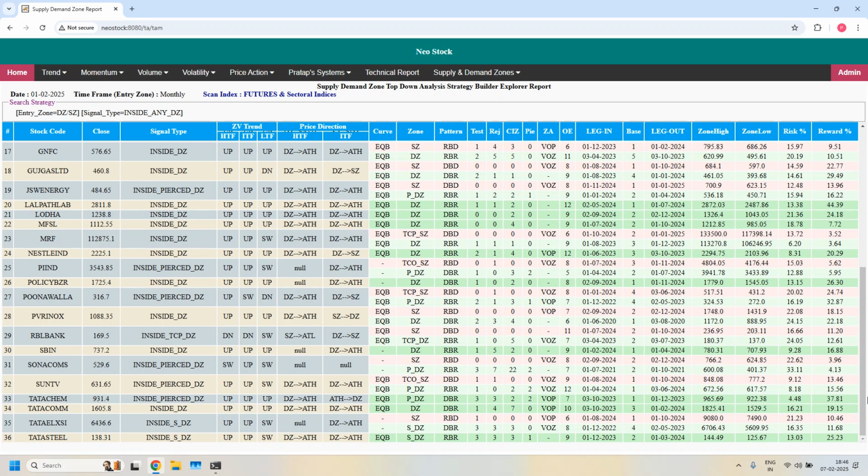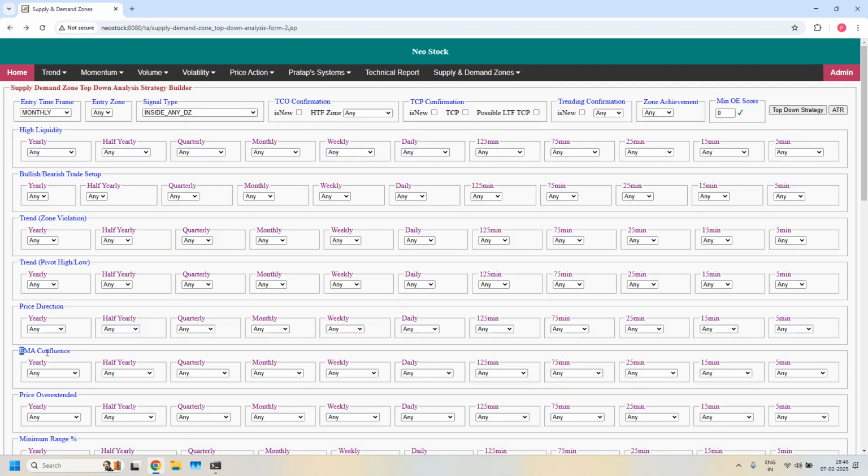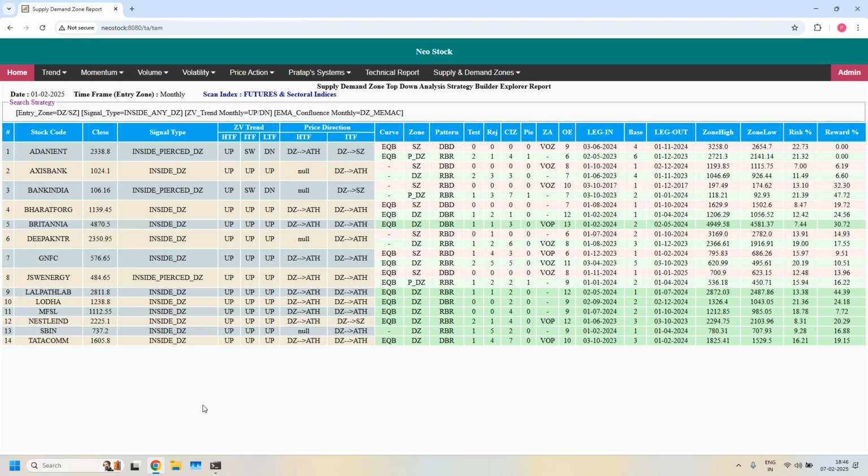We can further filter this list based on monthly EMA confluence for monthly demand zones. So let's set that filter. In the EMA confluence at monthly time frame, I am setting the filter monthly demand zone having monthly EMA confluence, and trend on the monthly time frame is either up or down. With these filters, we got 14 stocks. So these 14 monthly demand zones are having monthly EMA confluence.